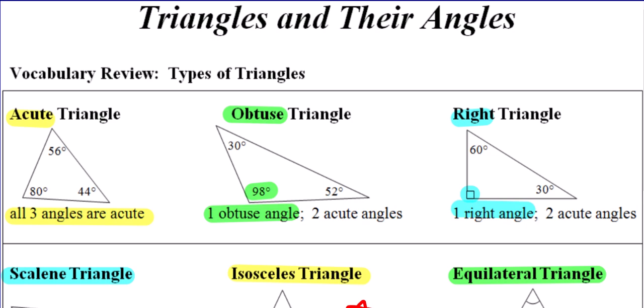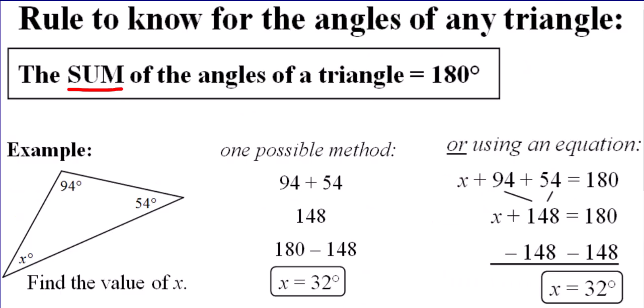In fact, if you look back at the very top of the page, 56 plus 44 is 100, plus 80 is 180. 90 plus 98 is 128, plus 52 is 180. 60 plus 30 plus 90 is 180. So this is a thing. This is a rule about angles of any triangle. The 3 angles added together will always equal 180 degrees.